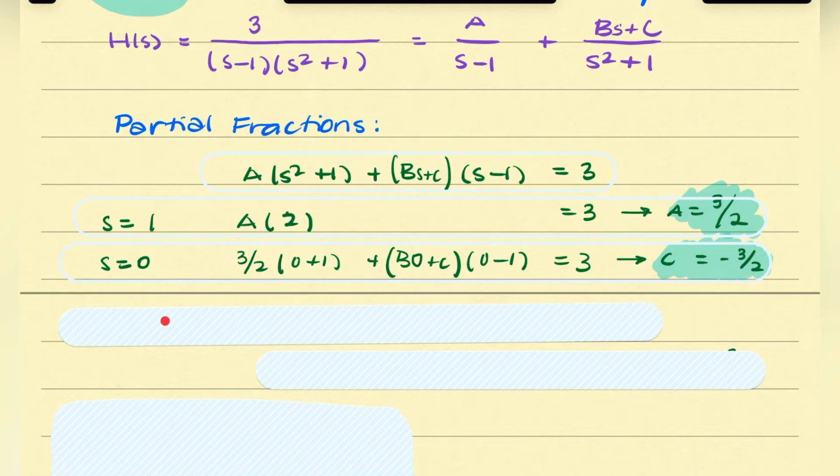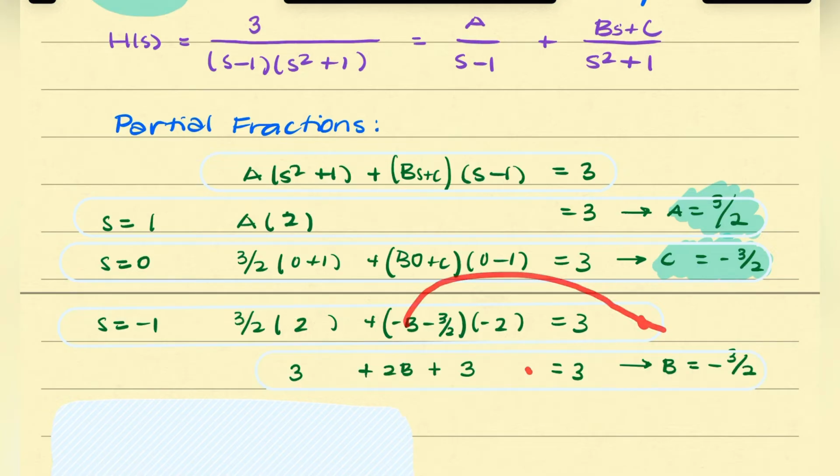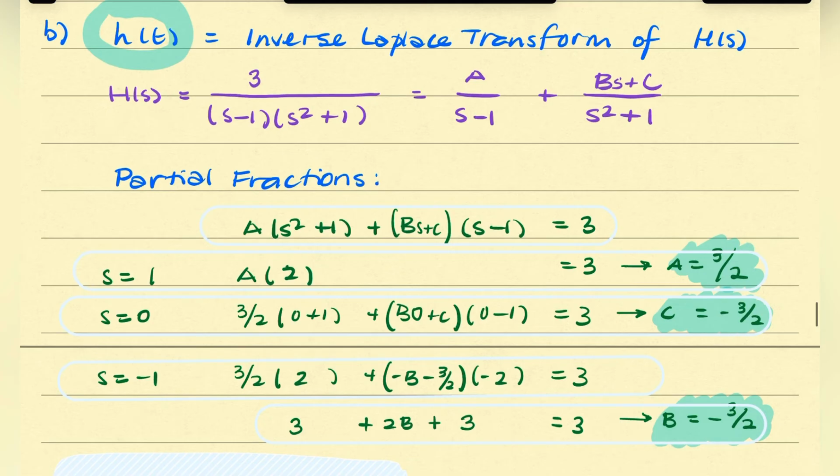I then chose s to be equal to minus 1, and this time, because I know a, I can replace that, and because I have found c, I can replace that. Now I have an equation with only one unknown. If you rearrange that, so you multiply those, move the b to the other side, you end up with b being minus 3 over 2. So now you found A, B, and C.